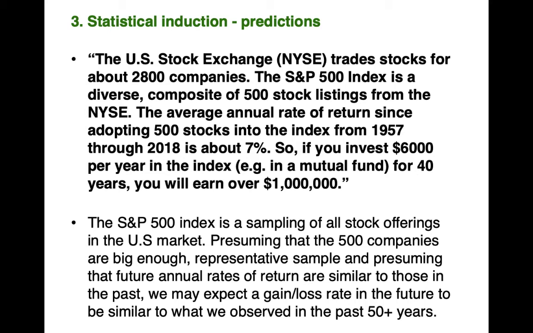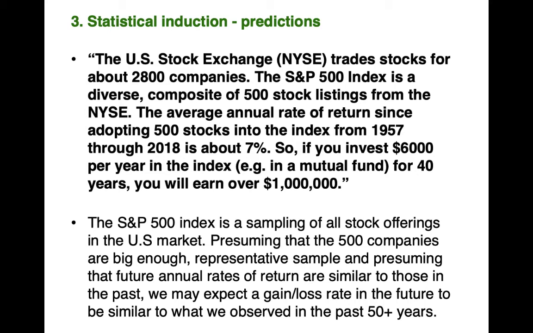The U.S. Stock Exchange trades stocks for about 2,800 companies. The S&P 500 index is a diverse composite of 500 stock listings from the New York Stock Exchange. The average annual rate of return since adopting 500 stocks into the index, from 1957 through 2018, is about 7%. So on average, you earn about 7% a year. So if you invest $6,000 per year in the index, for example in a mutual fund, for 40 years, you will earn over $1 million.